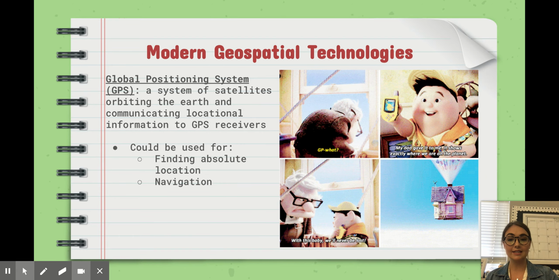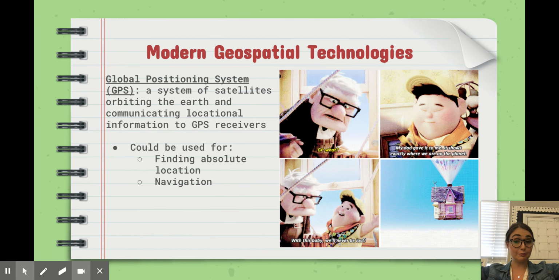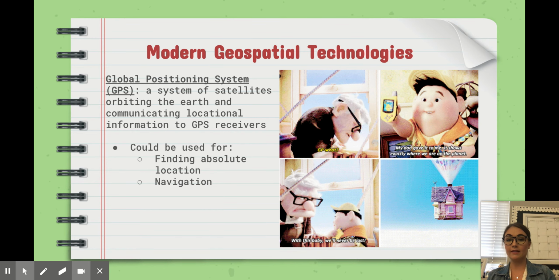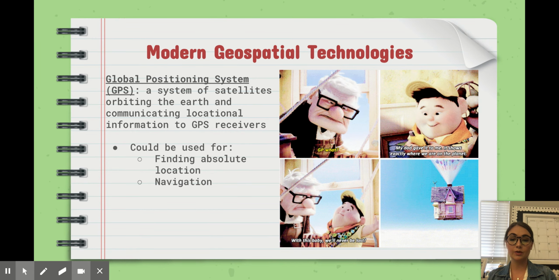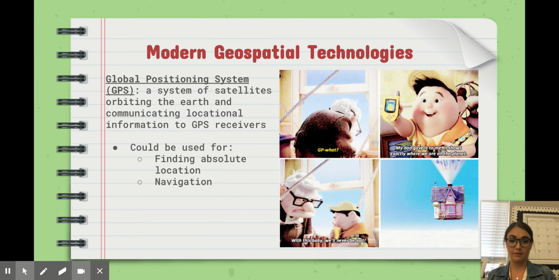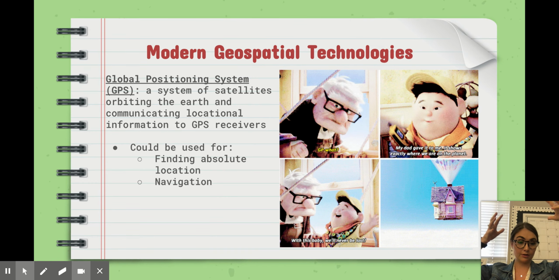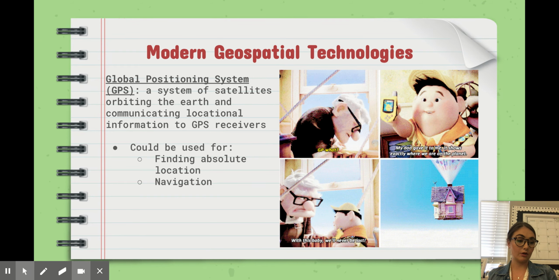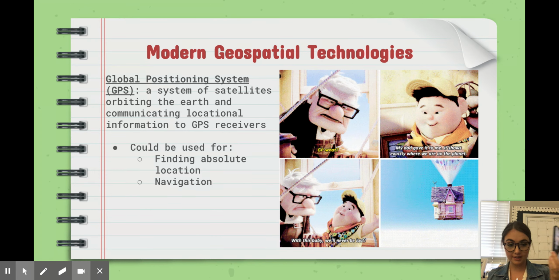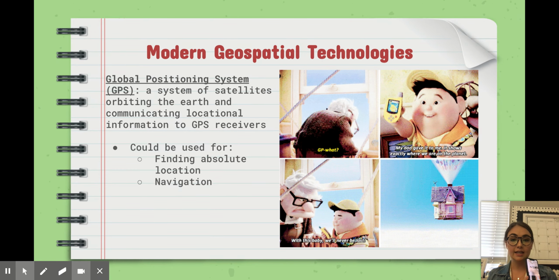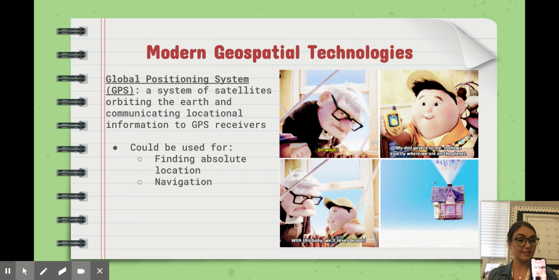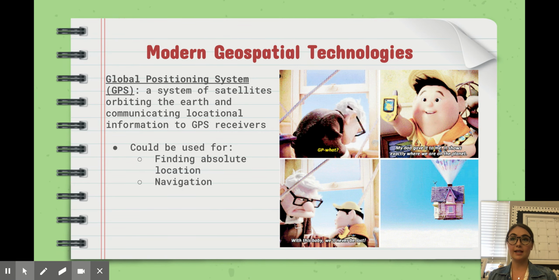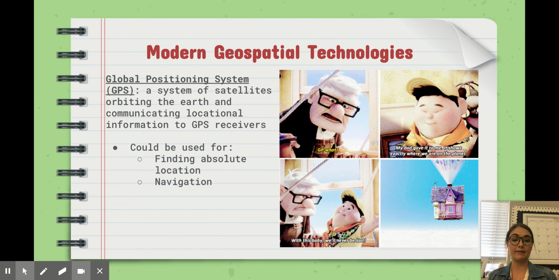The GPS is actually in the sky. It's in space. It is a system of satellites orbiting the Earth and communicating locational information to GPS receivers. So these satellites that are orbiting the Earth send information to a GPS receiver. Your phone could be considered a GPS receiver because it's getting information from these satellites. And so what do we use GPS for? We use it for finding absolute location, and we use it for navigation.